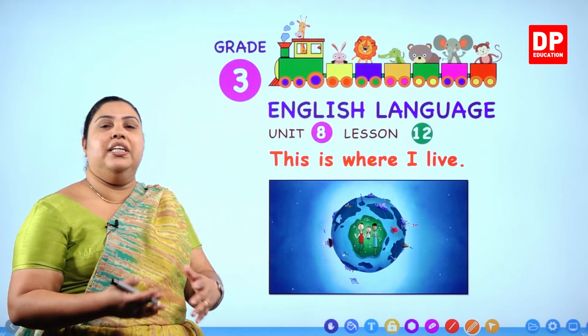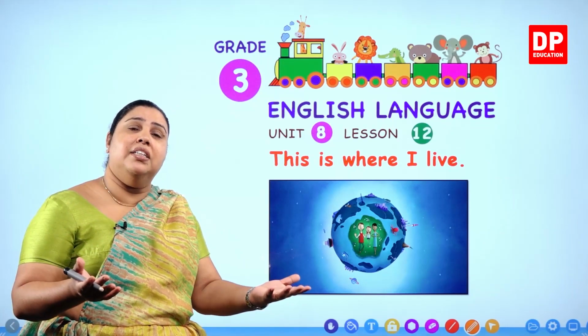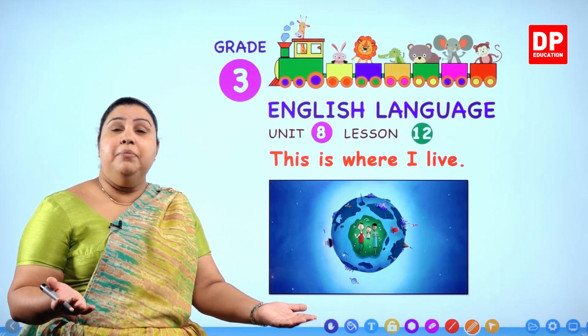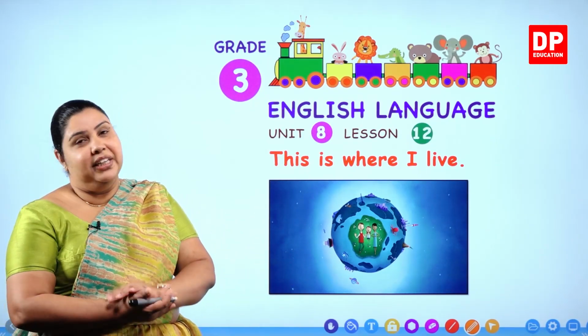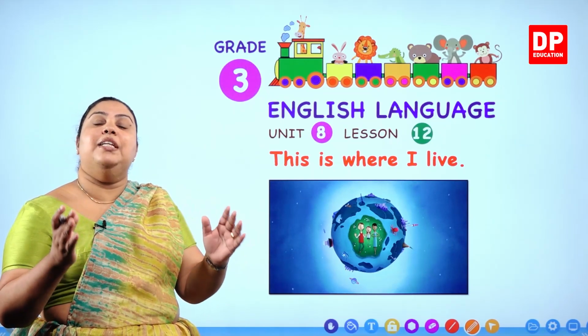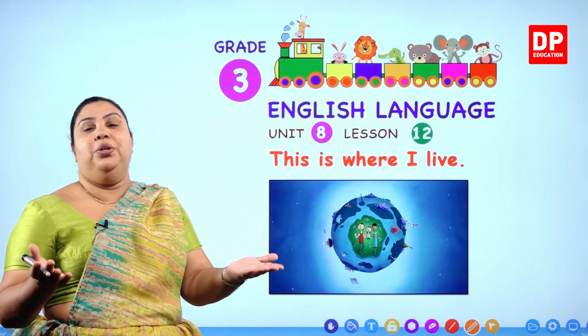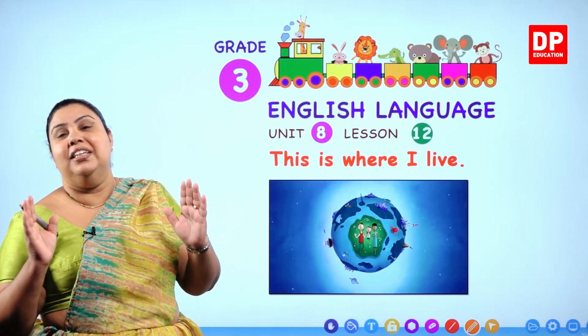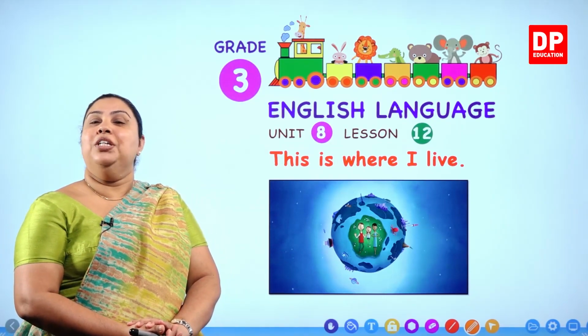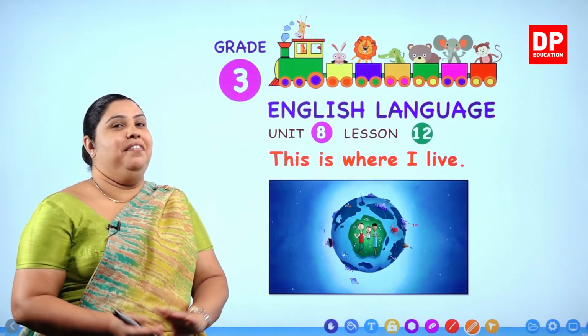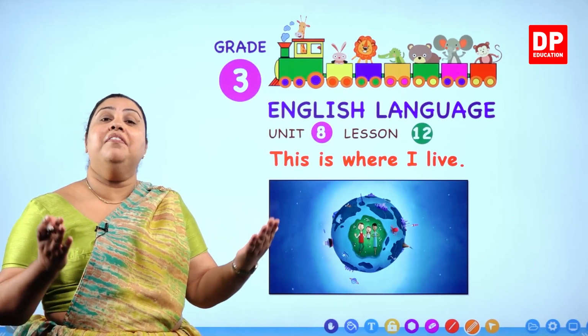It has water, it has trees, it has plants, it has people and animals. So we all live together in harmony, and it is the planet Earth. So we are going to talk about the planet Earth now. So let's move on to our very first slide, and we will talk about where we live.